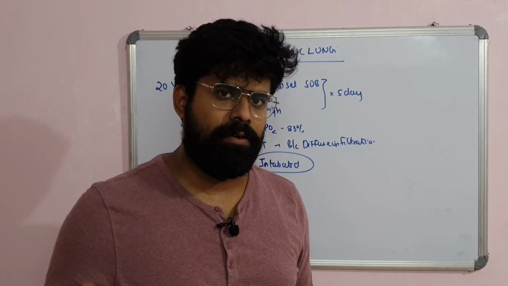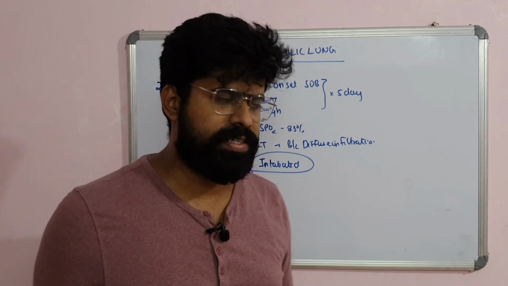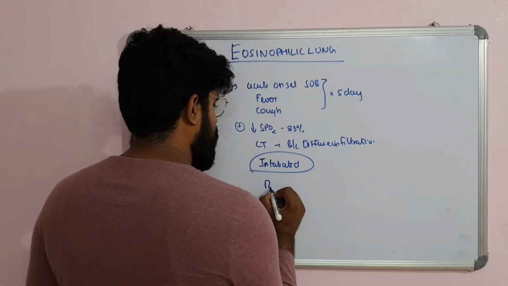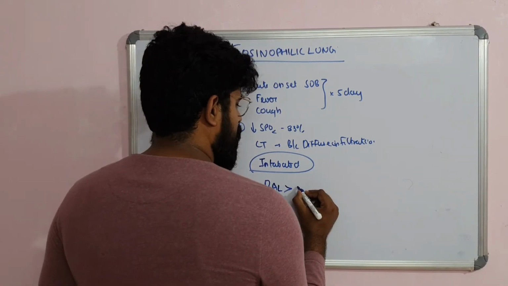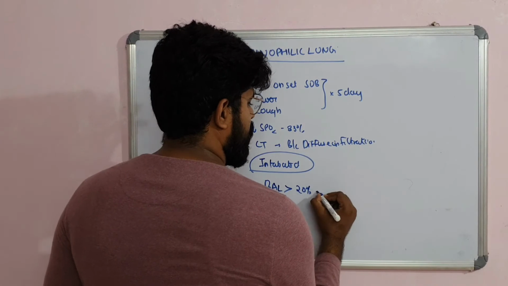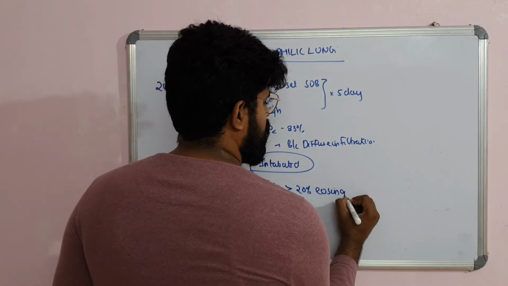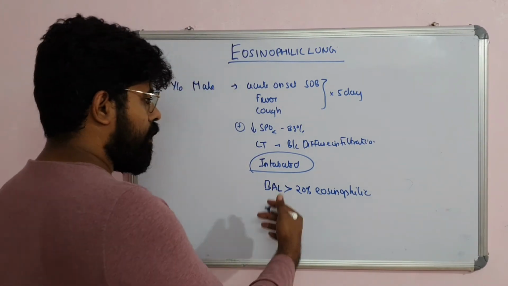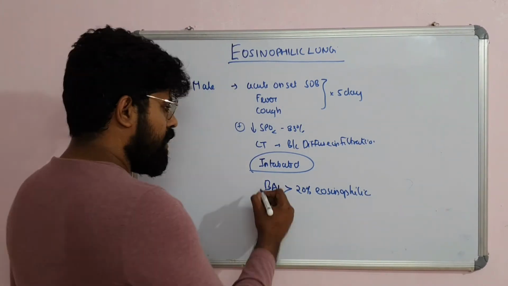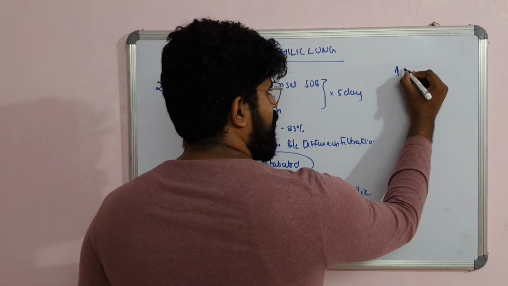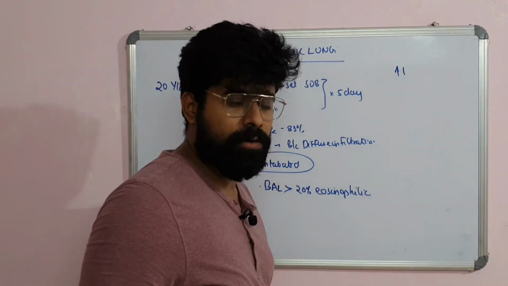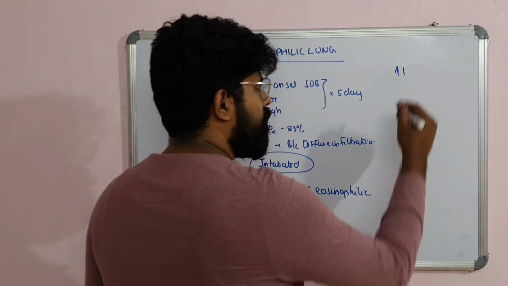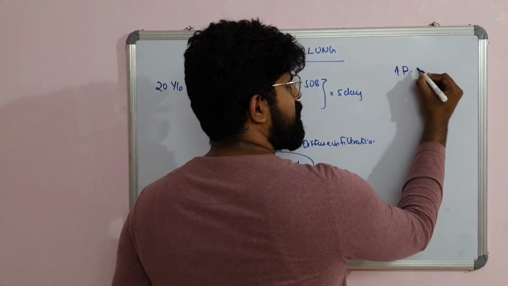So, what clinches our diagnosis towards acute eosinophilic pneumonia is that if we are able to perform a bronchoalveolar lavage, the BAL shows more than 20% eosinophils. This clinches the diagnosis of acute eosinophilic pneumonia. So, an ARDS-like acute presentation with BAL eosinophils more than 20%. In the acute phase, there won't be any peripheral eosinophilia. After 1 week, in the second, third or fourth weeks, they can have an increase in the peripheral eosinophils.